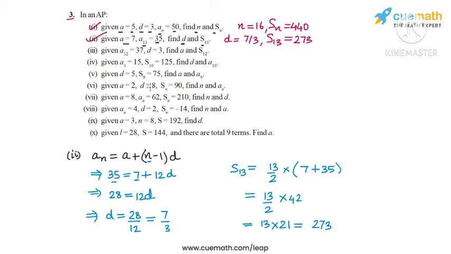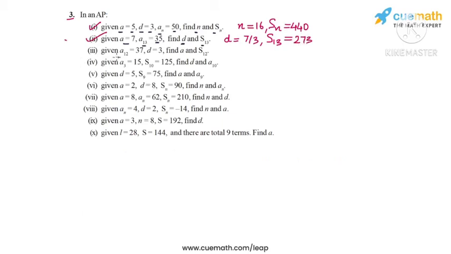Now let's go to part 3. In part 3, we are told that a12, the 12th term, is 37, d is equal to 3, and we have to find a, the first term, and then we have to find S12, the sum of the first 12 terms. So again, we are going to first use the relation an equal to a plus n minus 1 times d, and a is the unknown in this case. So let's plug in the values.